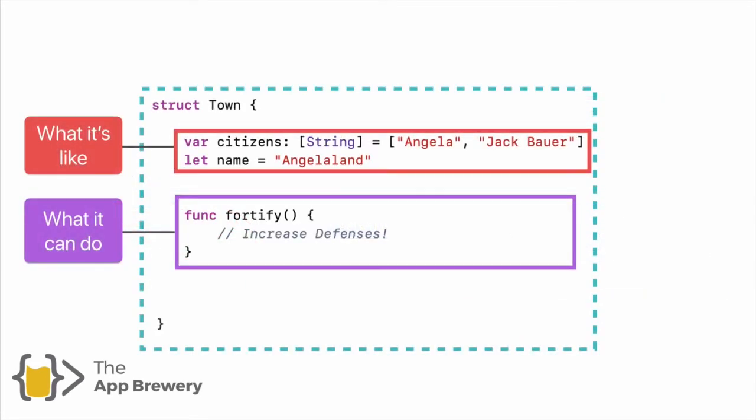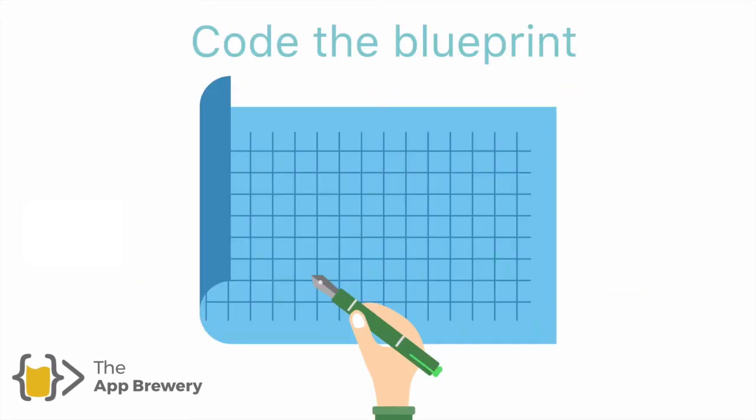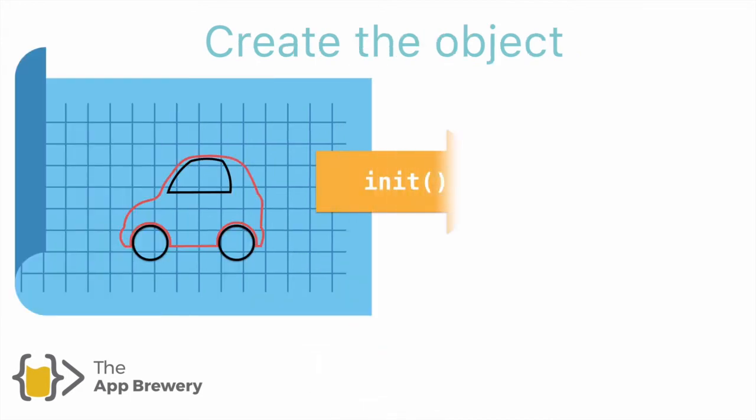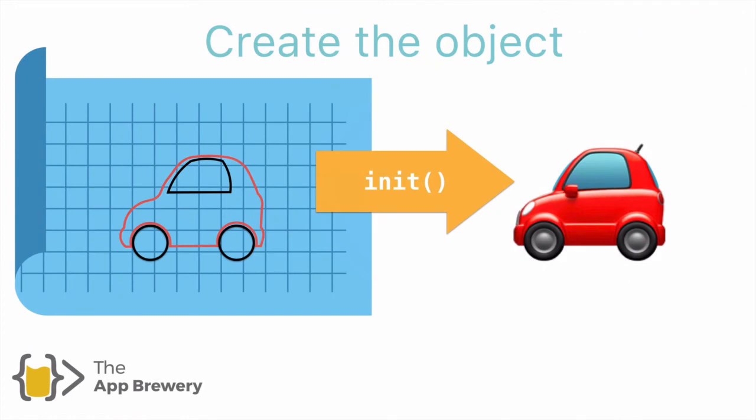So when we were defining our town struct, we were writing the blueprint for the eventual object that will get created. And we can take our blueprint and initialize it, which turns it into the actual object, in this case, maybe an actual car. But what do I mean by that? What does initializing mean? And what does the code actually look like?